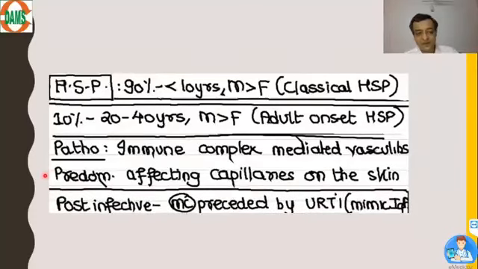Majority of cases are post-infective. So this immune complex is activated by an infection, most commonly preceded by an upper respiratory tract infection, and that is why Henoch-Schonlein purpura can mimic IgA nephropathy.